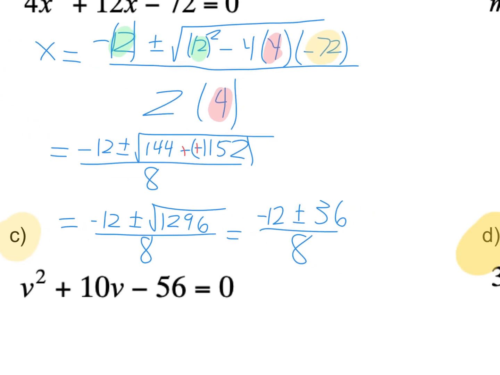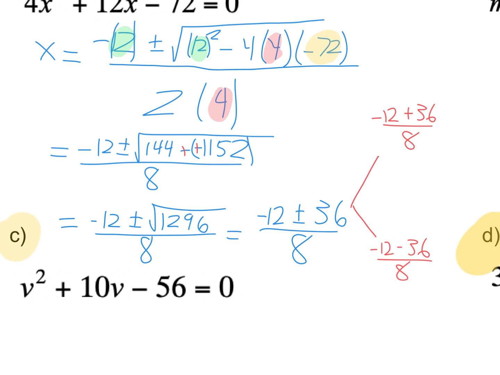So from here, I'm going to do this. So for my answers, I will have negative 12 plus 36 divided by 8. And then I'll also have negative 12 minus 36 divided by 8. So this plus or minus indicates that we get 2 different answers. One of them when we add 36, and one of them where we subtract 36. So to finish solving, we just need to simplify these individual fractions, and then we will have 2 answers.